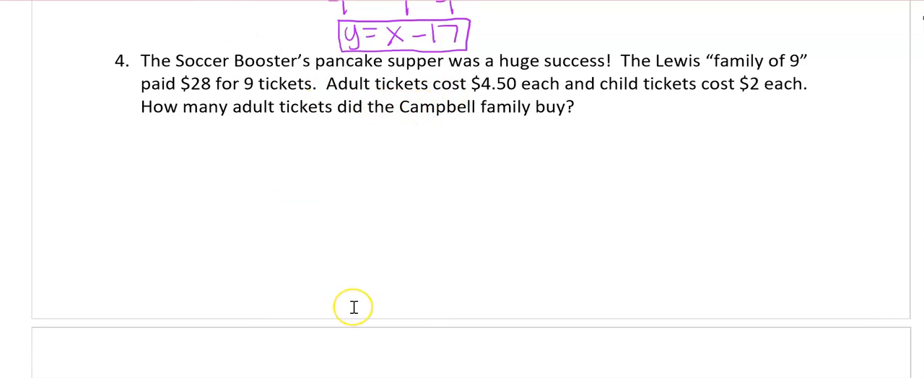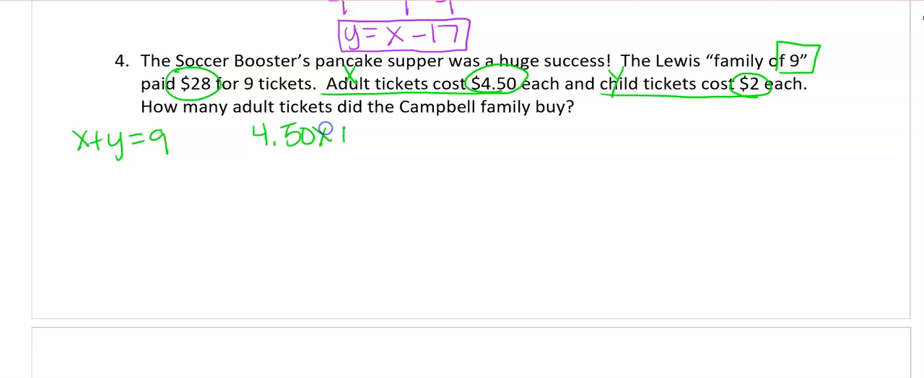I'm going to first say, okay, it's a family of 9. So 9 is my total of my adult tickets, which is X, and my child tickets, which is Y. So my X plus Y is going to equal 9. Then I'm going to look at the value. It's $28. Adults were $4.50 and children's were $2. So each X is worth $4.50 plus $2 for each Y for a total of $28.